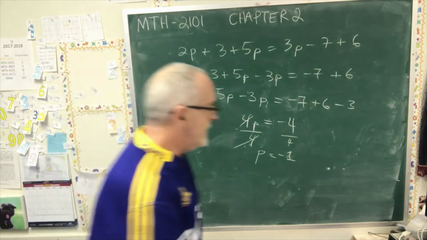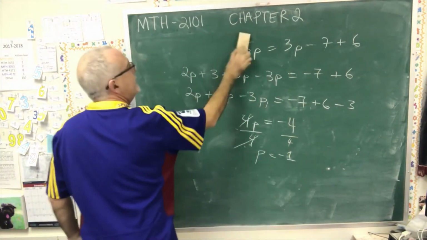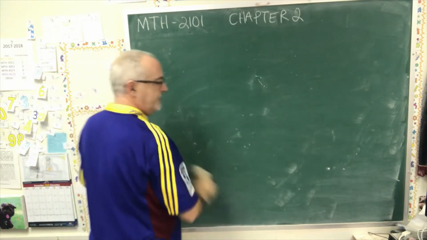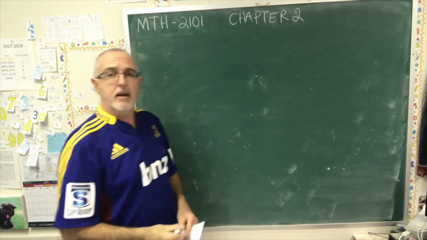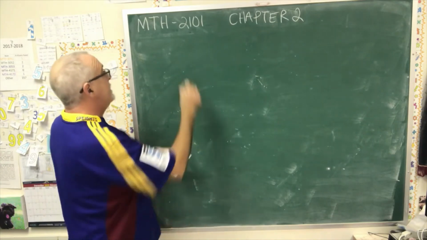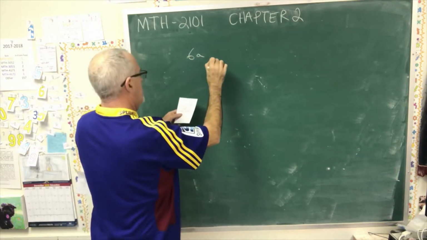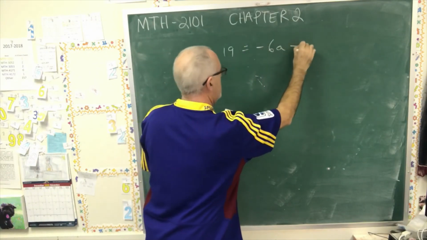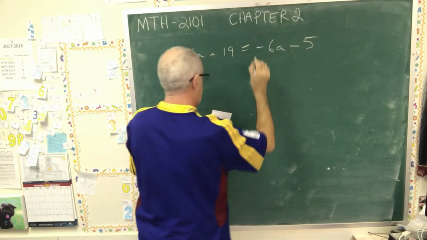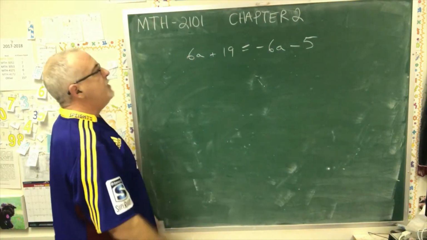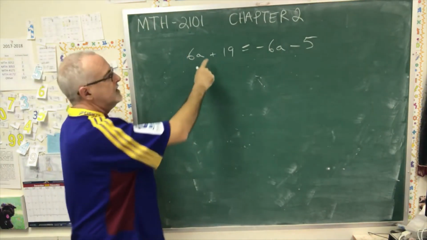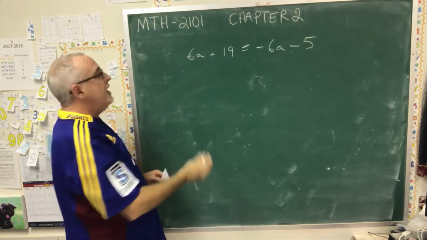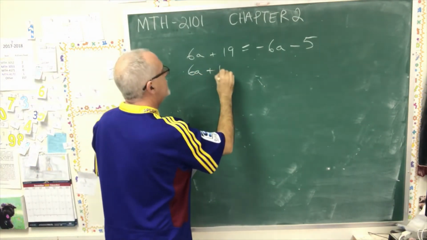Let's do one more example. Not very much different about this example, except what about when you have terms that are identical? Okay, so I have 6a plus 19 equals negative 6a minus 5. This time I'm going to show all the steps because it's a little shorter an equation, so it won't take as long. I'm going to keep the 6a and the plus 19.